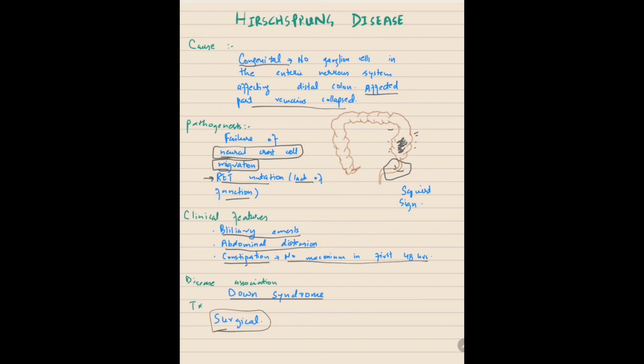How does that work? The affected part, the part where there are no ganglion cells, for example this part, will be cut. So this area is cut, and these two are joined. Because these areas are all normal, the function will be back to normal. So this was just a discussion about Hirschsprung disease, really important to know, and I hope it was helpful.